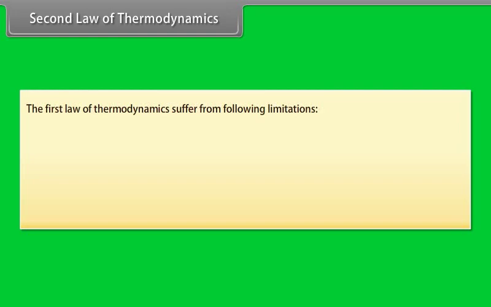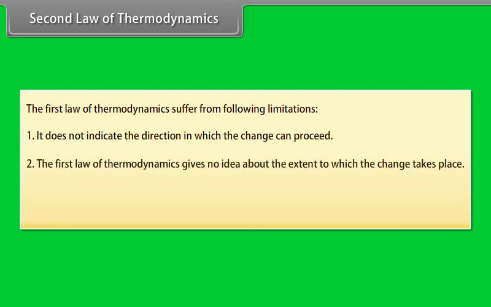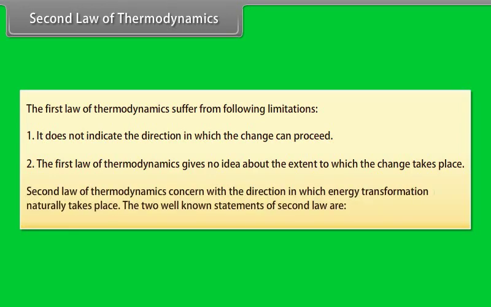Second law of thermodynamics. The first law of thermodynamics suffers from following limitations. Number 1. It does not indicate the temperature in which change can proceed. Number 2. The first law of thermodynamics gives no idea about the extent to which the changes take place. Second law of thermodynamics concerns with the direction in which energy transformation naturally takes place.